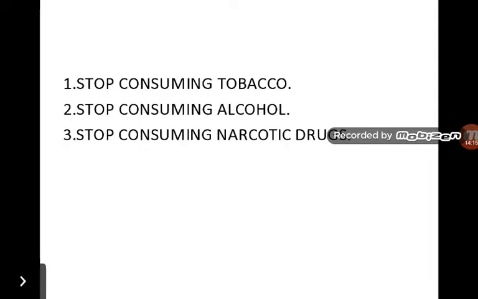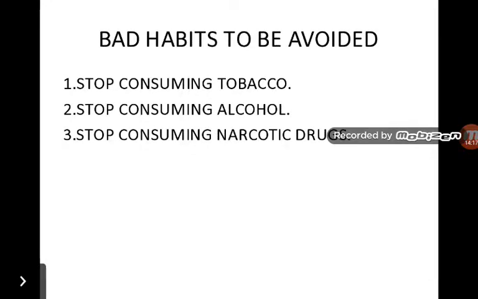These are some bad habits to be avoided. Means we have to stop consuming tobacco. Smoking and chewing tobacco or tobacco products increase the risk of lung cancer, heart attack and high blood pressure. Cough and irritation in the throat is also common among smokers. Even non-smokers sitting with active smokers may suffer from such diseases. This is known as passive smoking.